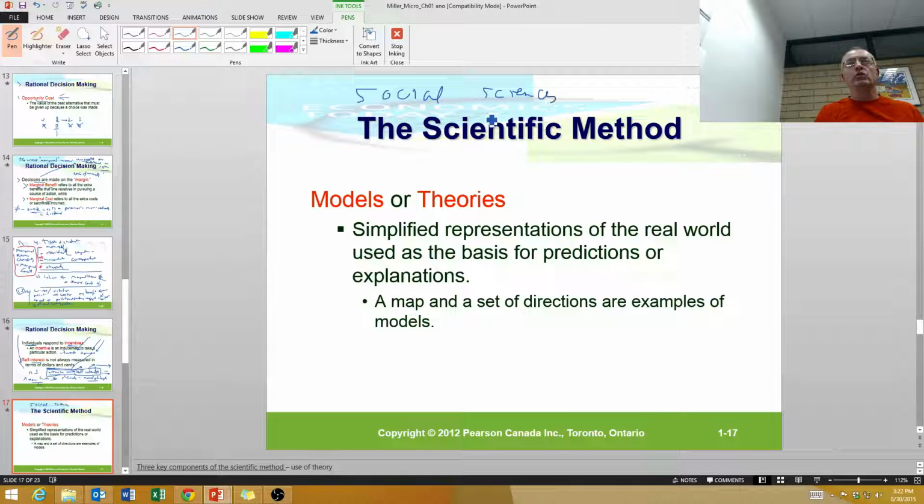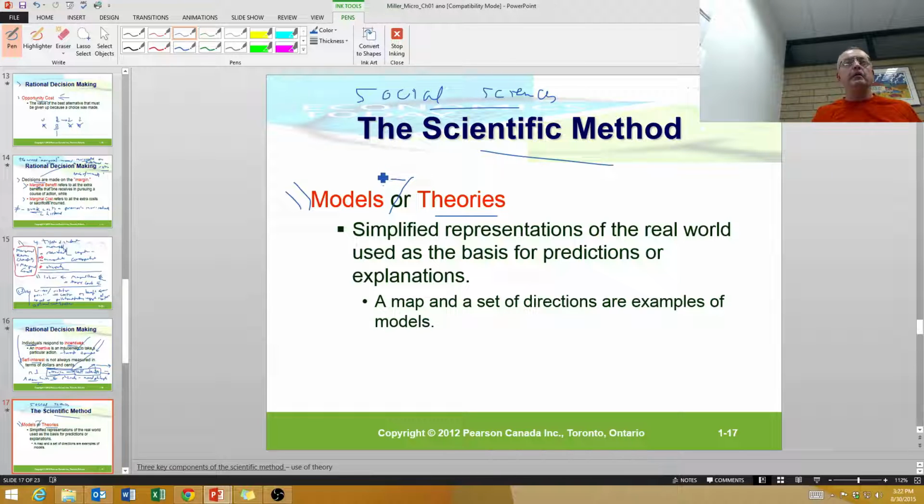And so they're founded on the so-called scientific method. There are three components of the scientific method that economics uses. One is that these fields, the fields of economics, are extensively based on theories, and another name for theories is models. So this is a big assumption.